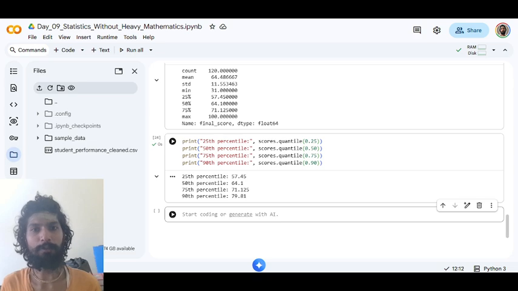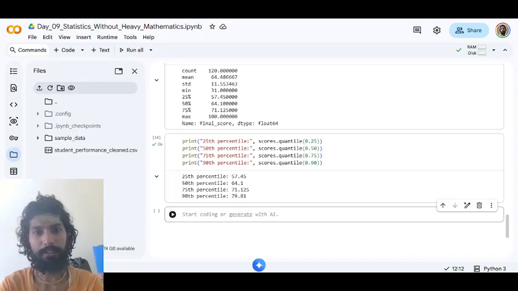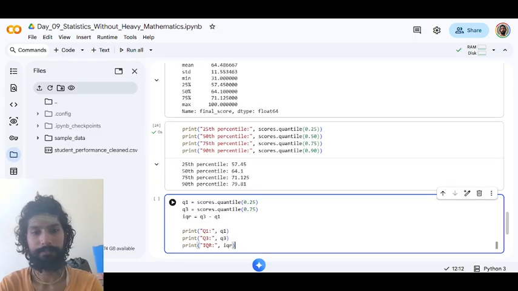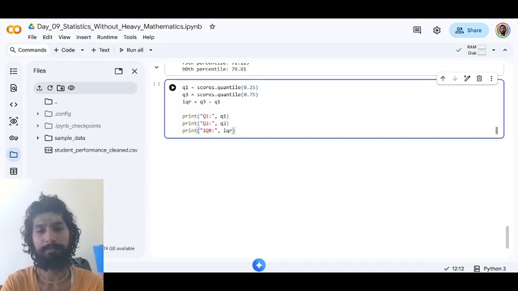The distance between the 25th percentile and the 75th percentile is called the interquartile range, or IQR. It contains the middle 50% of the data. Let us calculate it. Before running the cell, predict whether the IQR will be larger or smaller than the full range. It should be smaller because it focuses only on the middle half of the data. Now run the cell.